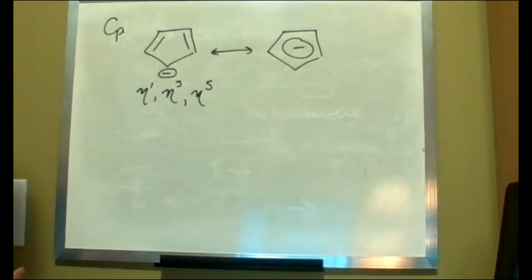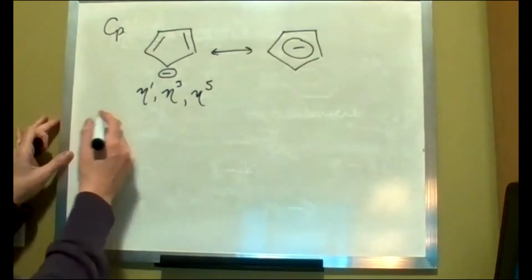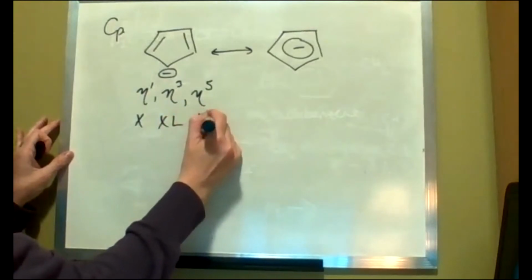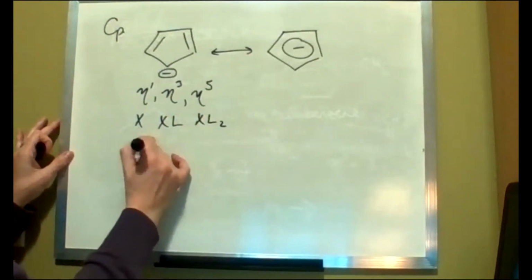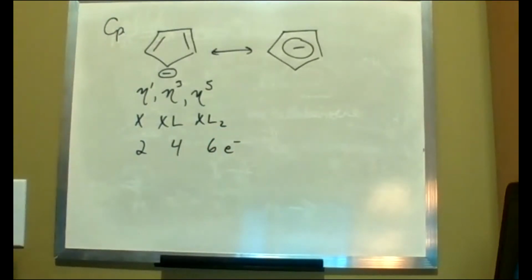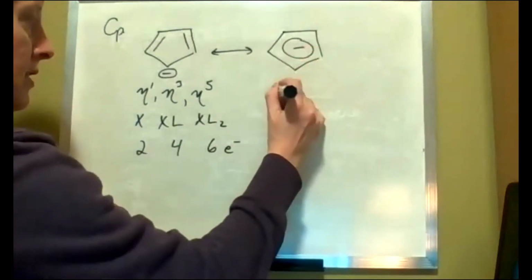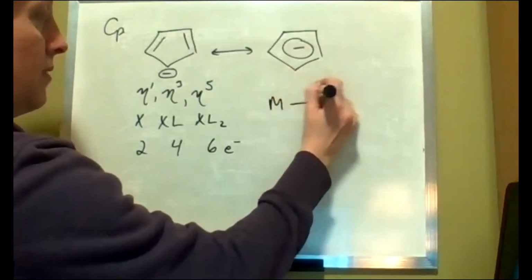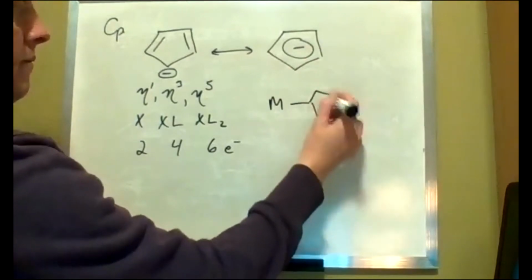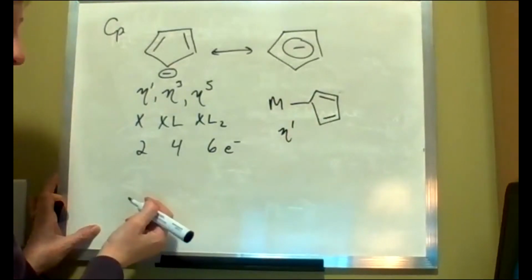for the pentadienyl. Now, in terms of the amount of electrons that are being donated, so this would just be an X ligand. This would be LX, and then L2X. So 2 electrons, 4 electrons, and 6 electrons. In that case. And you can kind of picture how that might look. Well, easiest one would be η1. Or just look something like that. There's our η1 Cp.